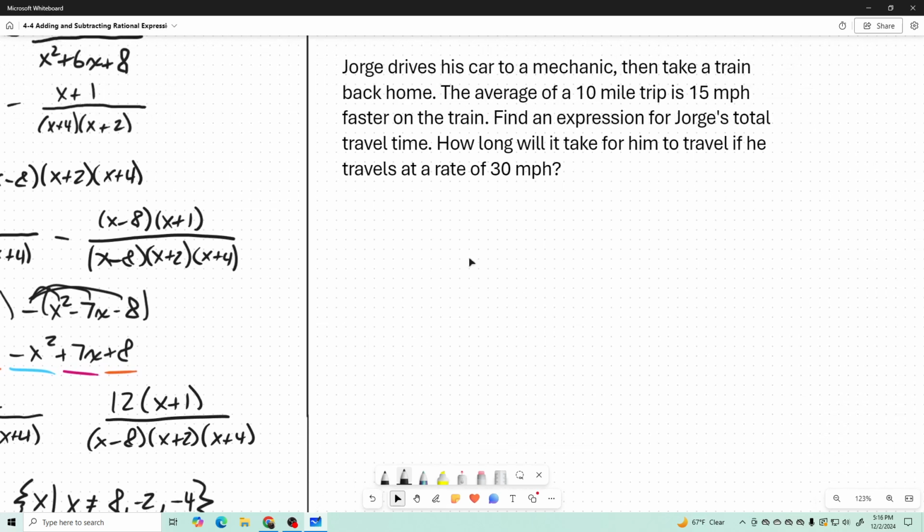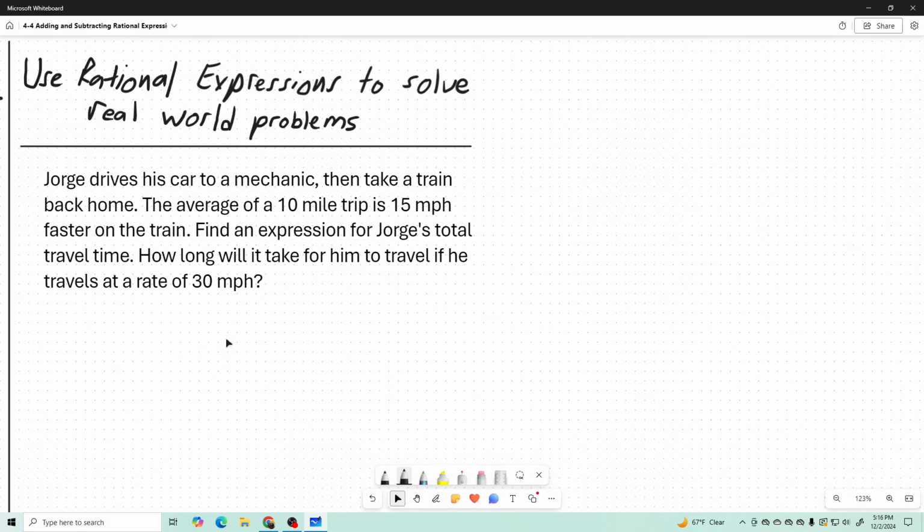All right, cool. Let's do one more. So we're going to use rational expressions to solve real-world problems. This is where it gets a little fun, right? I mean, we were having fun before, but this is really fun. So, all right. So let's look at our problem.